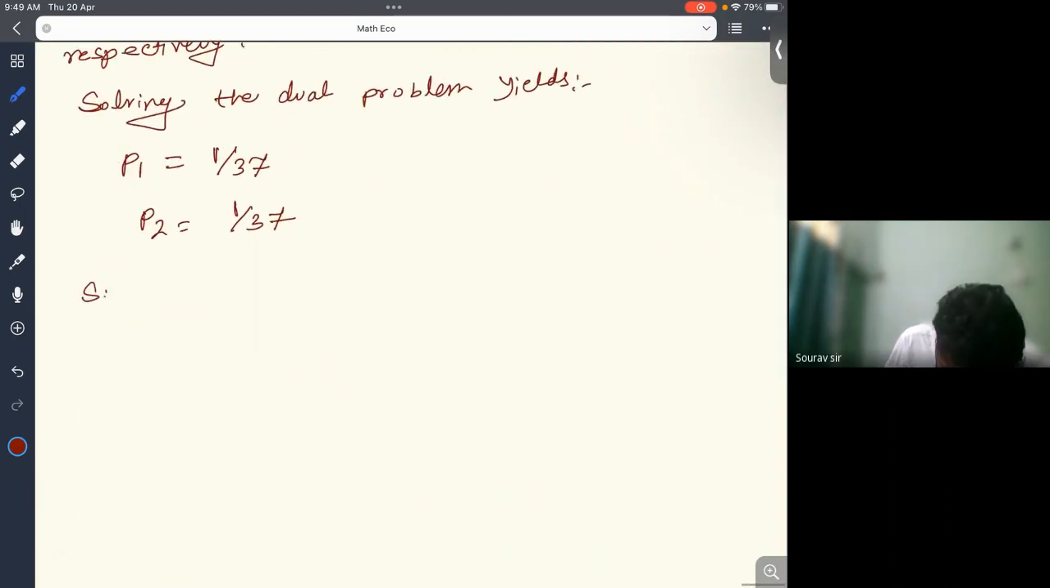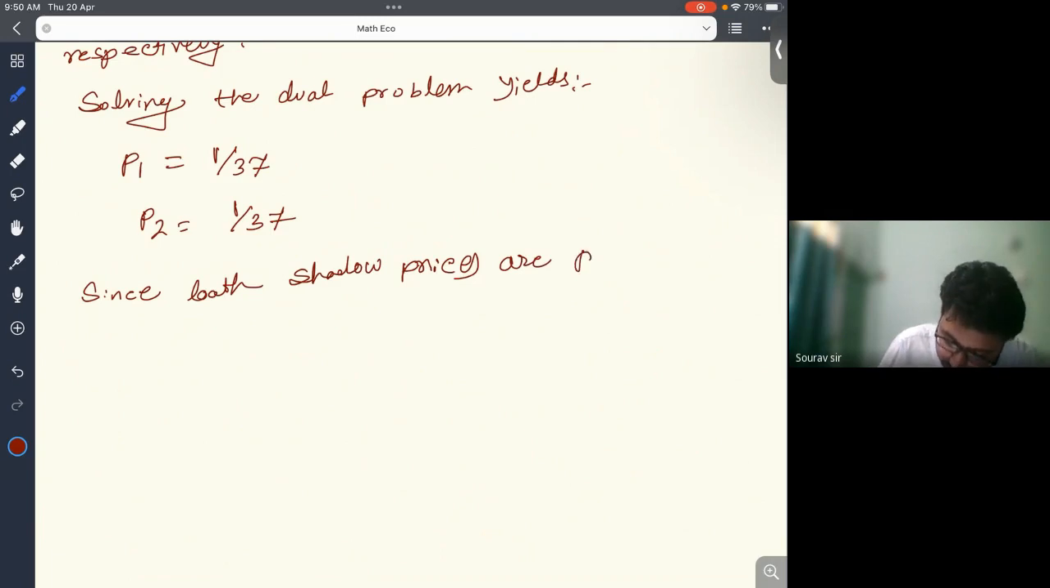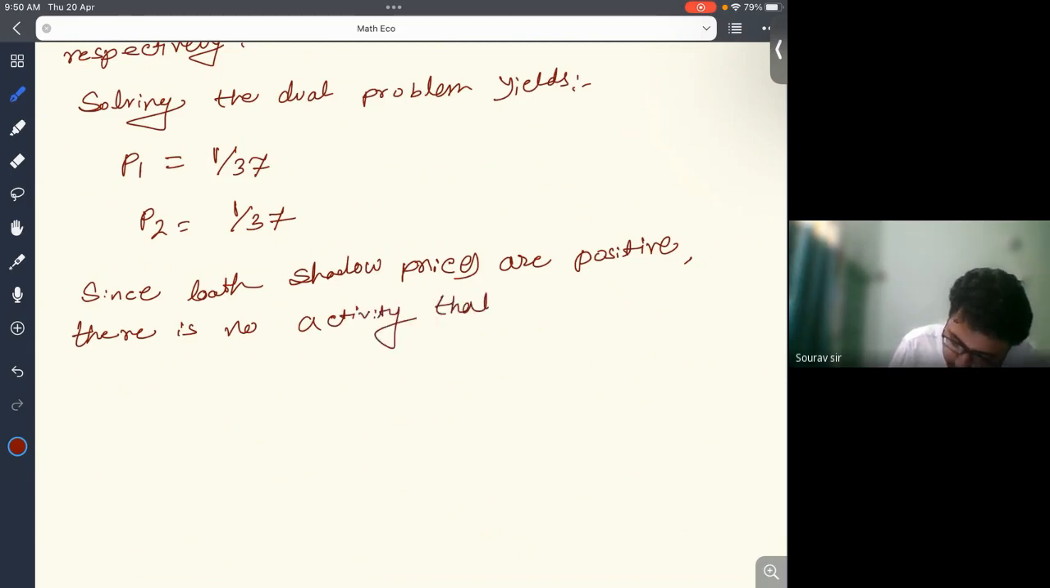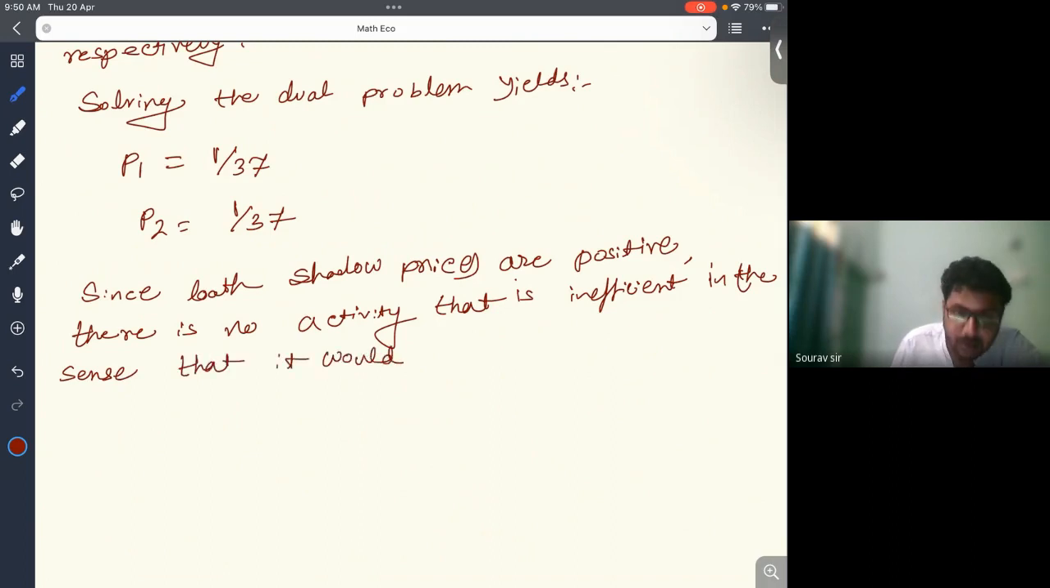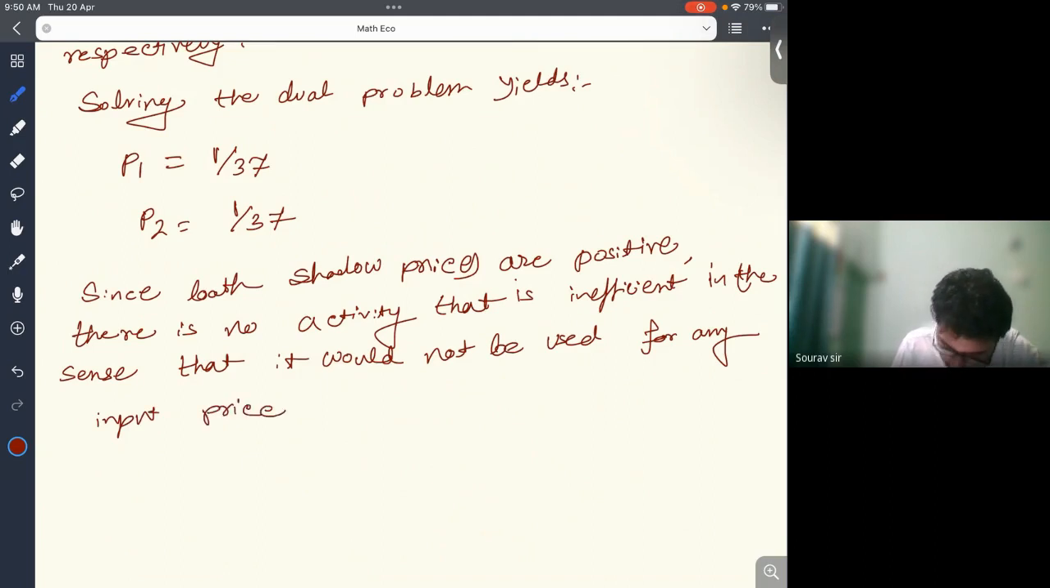Okay. So since both shadow prices are positive, there is no activity that is inefficient in the sense that it would not be used for any input price ratio. Okay. So this is the solution of this problem.